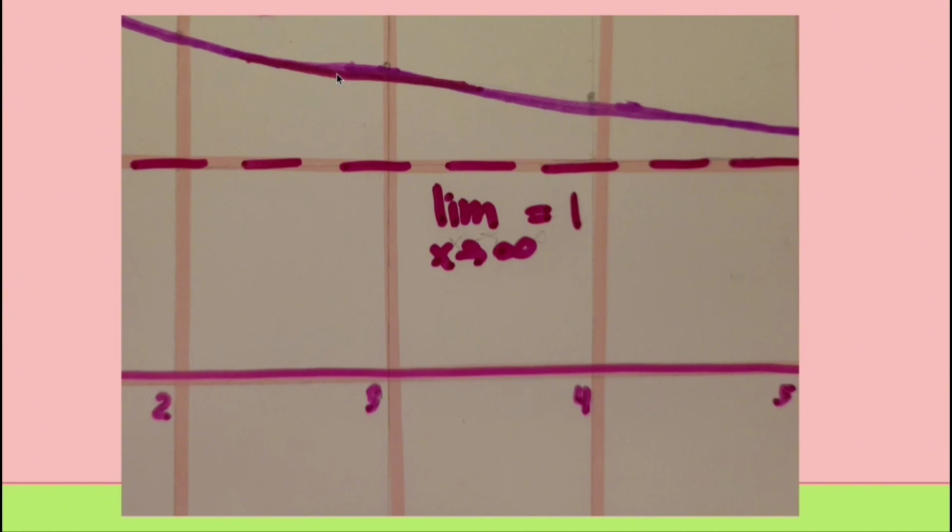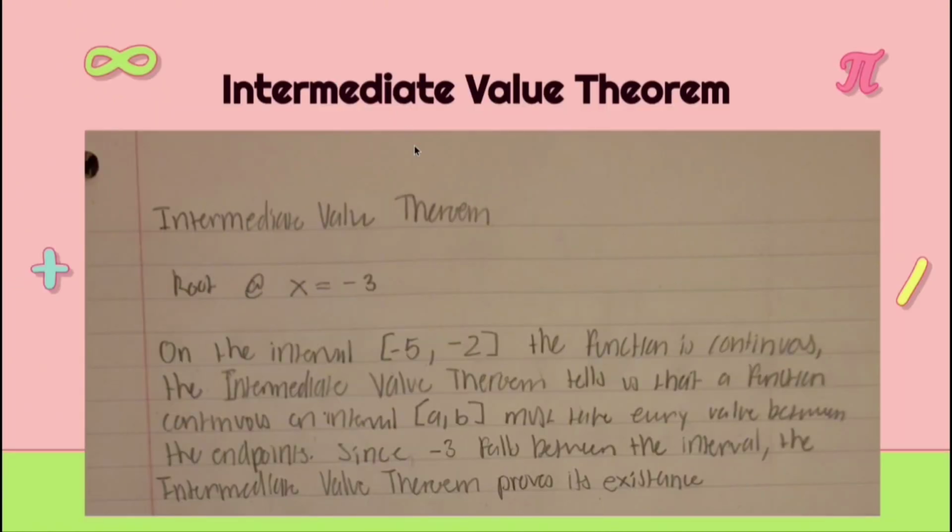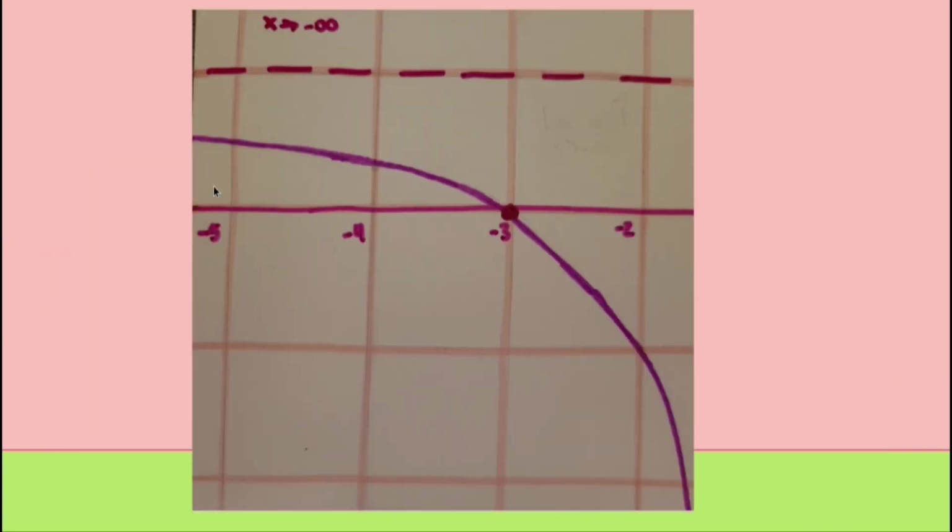For the intermediate value theorem, we want to use it to prove that our root exists. So we know on the interval negative 5, negative 2, the function is continuous, and the intermediate value theorem tells us that a function continuous on an interval a, b must take every value between the endpoints. And since negative 3 is in between this interval, we know that the function must take every point in between, and negative 3 falls under that category, so it is a point that exists. Again, we see over here, from negative 5 to negative 2, it's continuous, negative 3 is in between there, so the intermediate value theorem proves its existence.